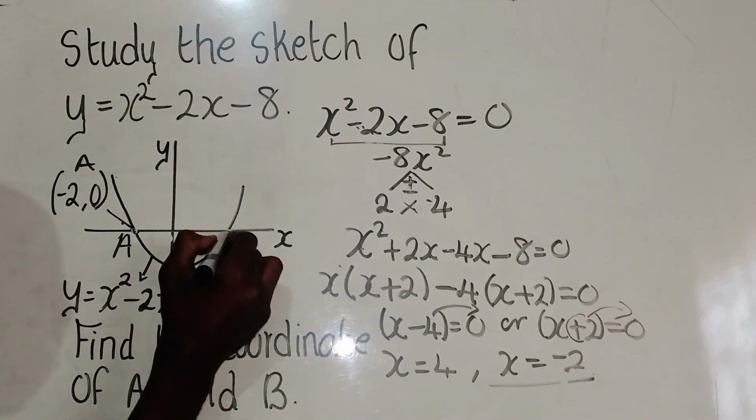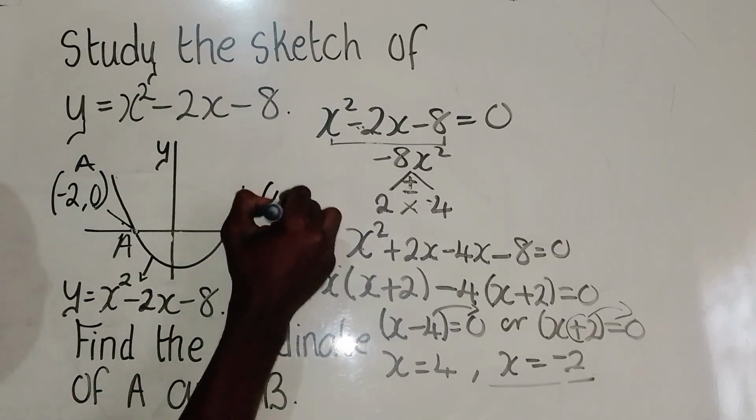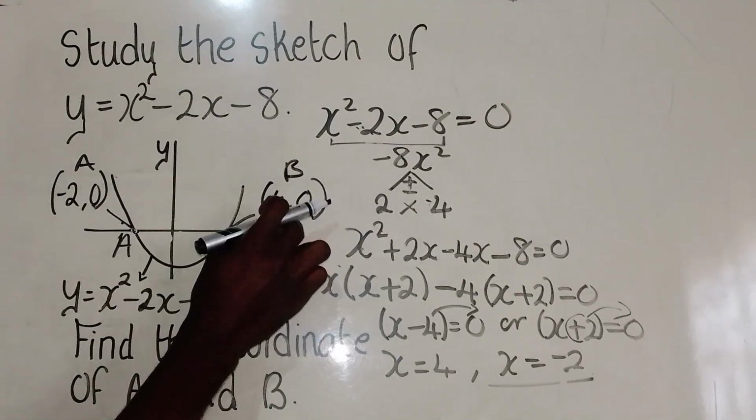How about the point B? Point B, since this side is positive, we pick 4. So it will be 4, 0, which is point B. So these are the answers.